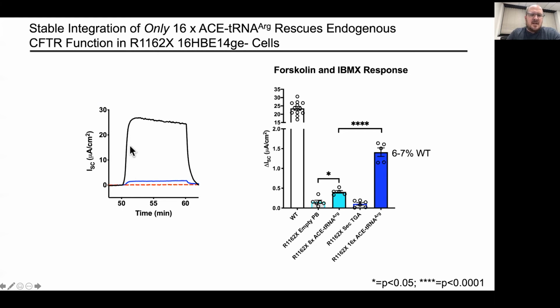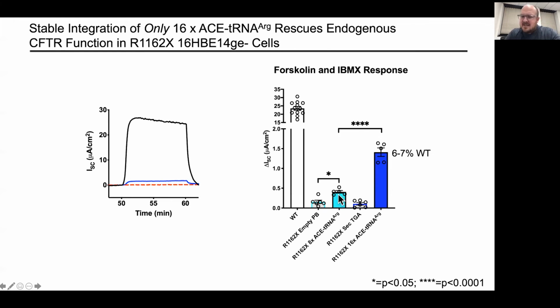And so you can see here is a representative trace of just wild type 16-HBE cells. And then in blue here are cells that express 16 copies of our arginine ACE tRNA. We also made cell lines that stably express just 8 copies of our tRNA. And so what you can see here is that with 8 copies, you get about 2% rescue in CFTR function. And with 16 copies, you see that you get about a 7% rescue in CFTR function.